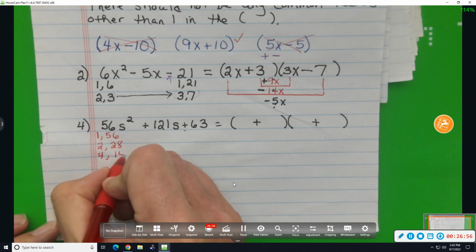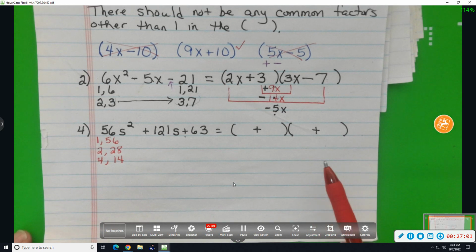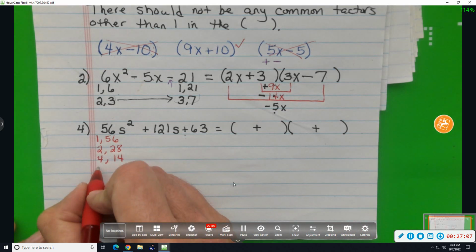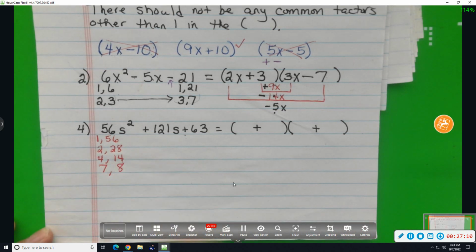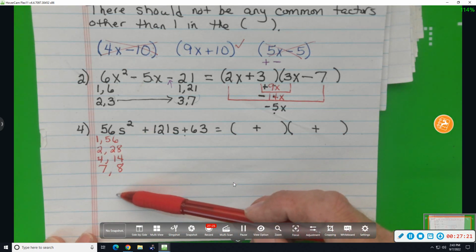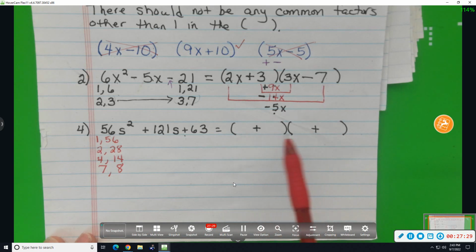14? 5 doesn't divide evenly into 56. 6 doesn't. What about 7? 7 times 8 is 56. There are the numbers that multiply together to give 56. One pair of these numbers are going to be the thing that goes in the first spot. 1x, 56x, or 2x, 28x, or 4x, 14x, or 7x and 8x.